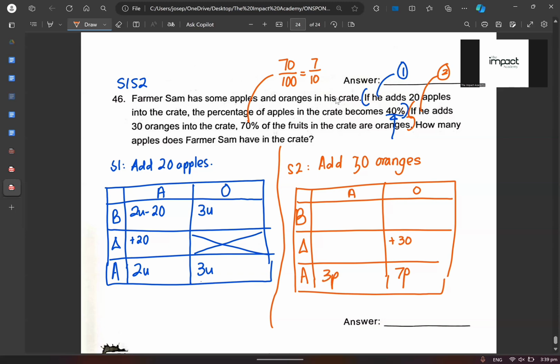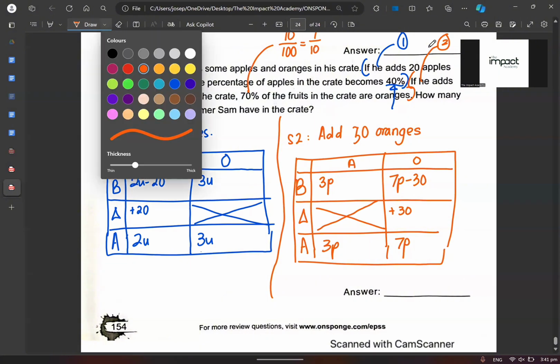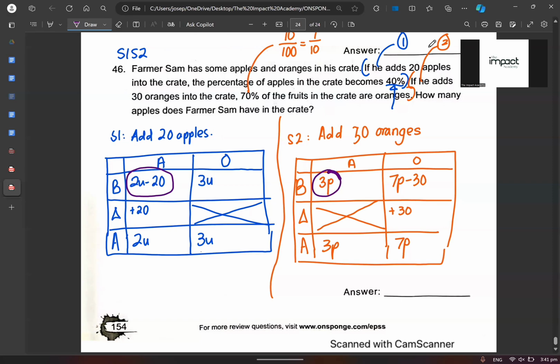Did I add any oranges or never? Never. So that means I have to go backwards and this is 3 parts, correct? This is 7 parts plus 30. Minus 30. Very good. Why is it that I have to minus 30? Very simply because I am working backwards. So what I want to do right now is say that my apples, this 2 units minus 20, is actually equal to this 3 parts. So you watch, 2 units minus 20 is equal to 3 parts. You all agree or disagree?